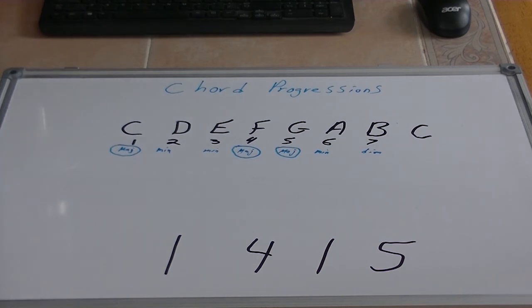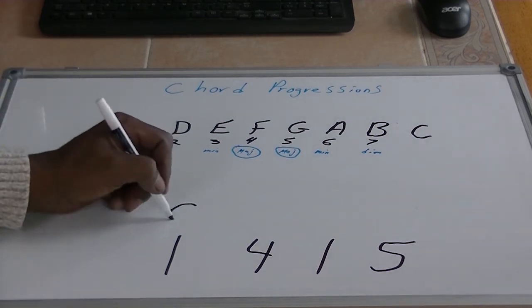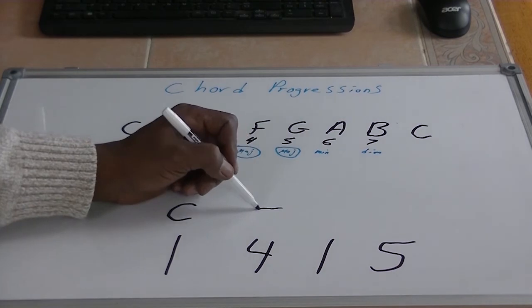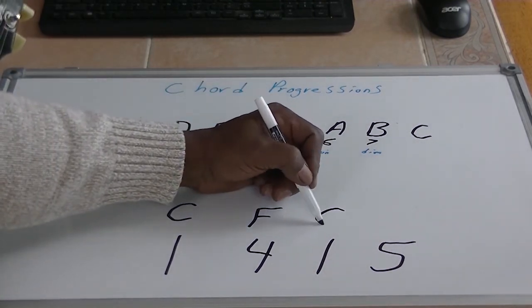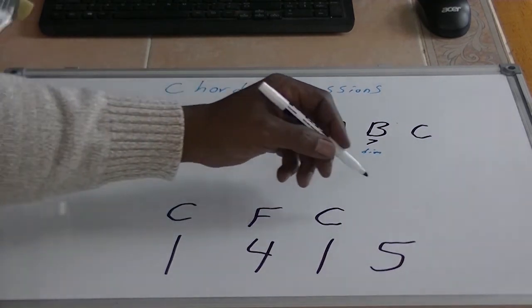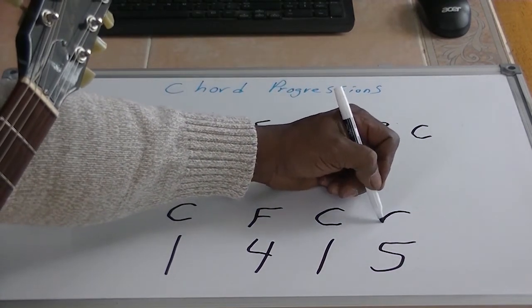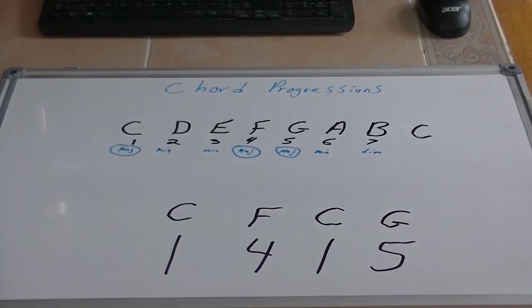So let's go ahead and fill in our chords. The 1 chord is C major. The 4 chord is F major. Then we return to the 1 chord, which is C major, and we finish it with the 5 chord, which is the G major. So now when I play these 4 chords together, we have the C major, F major, C major, G major.